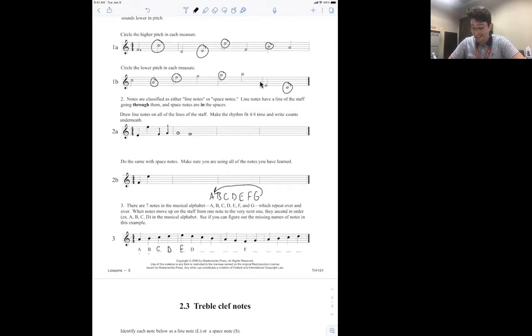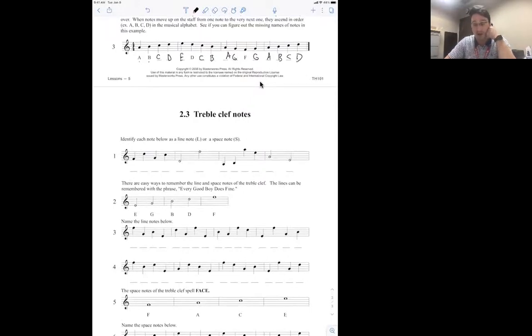Now we're going to go back down in pitch, so that's going to go reverse in the alphabet. So E, D, C, B, A, G, F. We're going up again, G, A, B, C, D, okay? So whenever we have the treble clef, our lines and spaces are given a certain letter name so that we can identify them. So the first thing you're gonna do here in number 1 is write whether it's a line or space note. I'm not gonna make you do this right now, but just be able to identify whether it's a line or a space note.